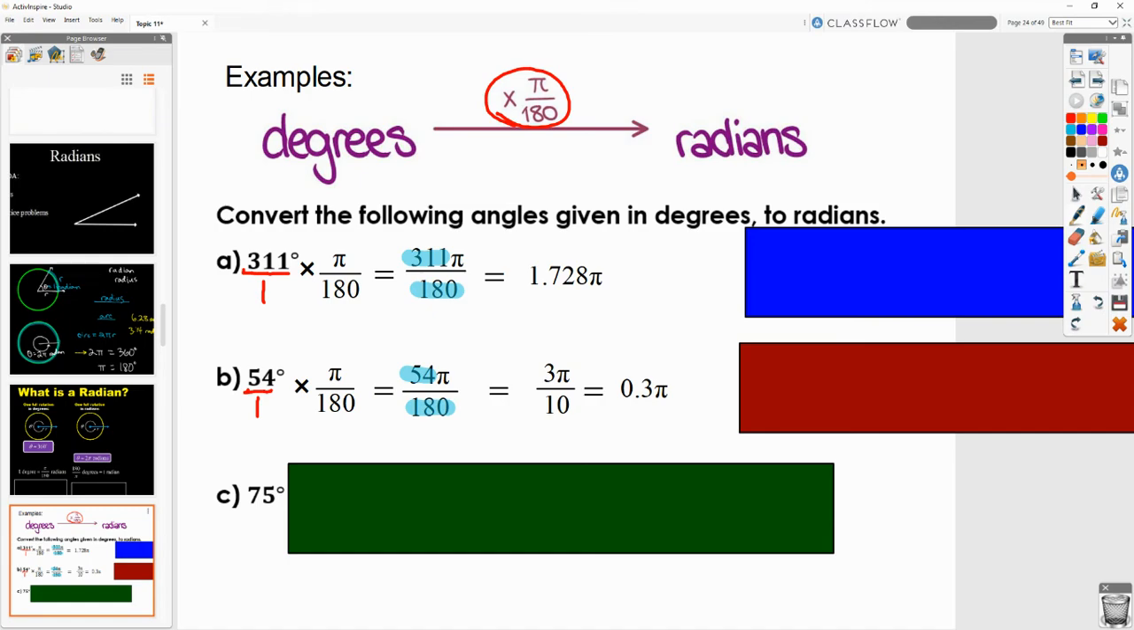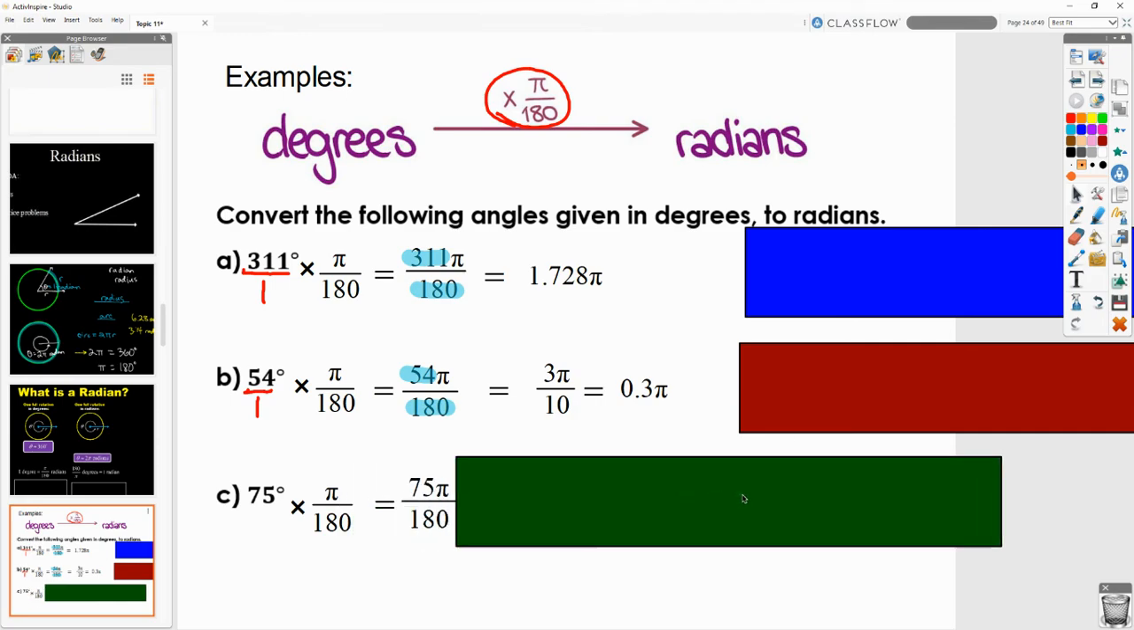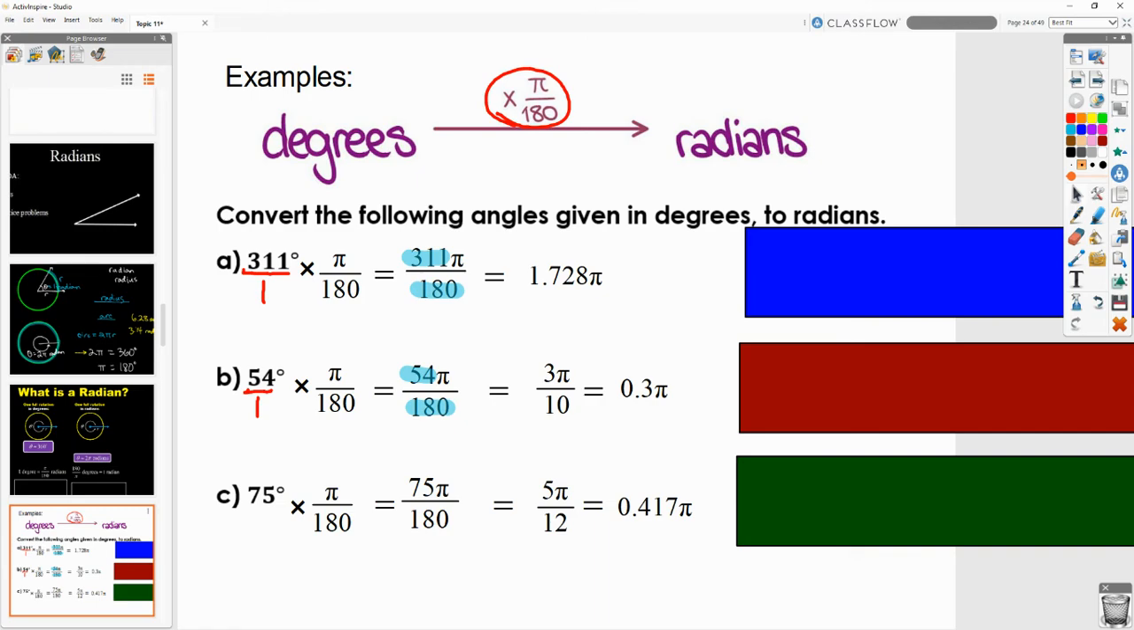Okay, our last one is the same thing yet again. 75 times pi over 180. On top, we've got 75 pi. On bottom, we've got 1 times 180. We can simplify that fraction down and give us 5 over 12. So it'd be 5 pi over 12. If you want a decimal answer, that would be 0.417 pi. Again, we're just leaving it in terms of pi.